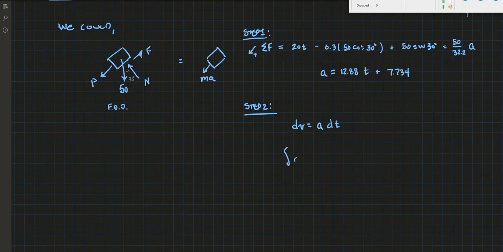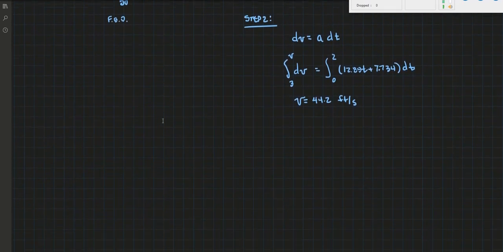Then if we integrate both sides, we go from the initial velocity of 3 feet per second to our final velocity v that we're looking for, and we integrate from 0 to 2 seconds our acceleration, which is the equation above, 12.88t plus 7.73. Then we can solve for v, and v turns out to equal 44.2 feet per second. So that's all a review from past chapters.